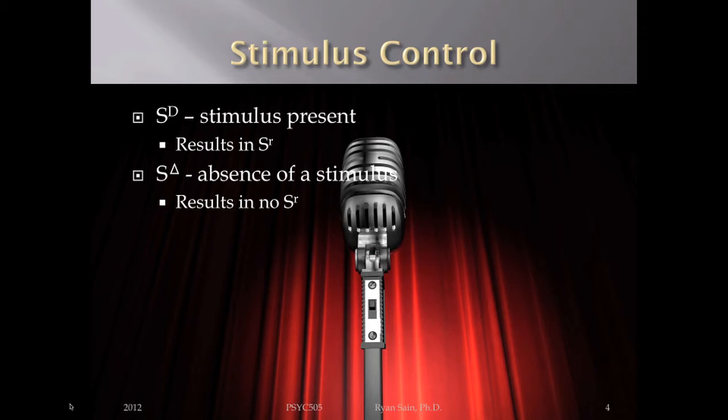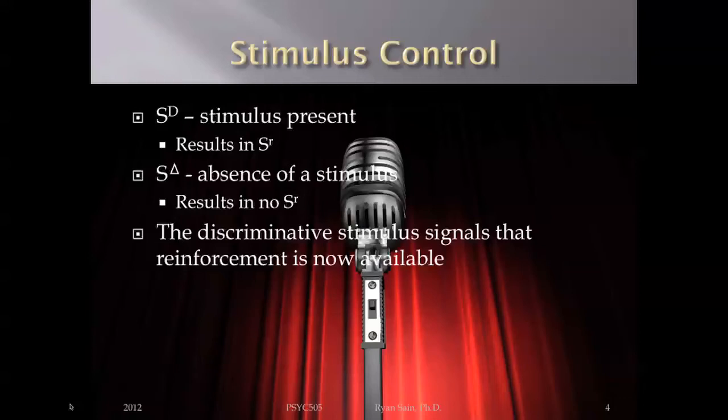But it's the other side of the discriminative stimulus, right? The SD tells you that a behavior is going to get you reinforced. The S delta says a behavior is going to get you nothing right now, so don't bother engaging in it. Again, as I've already said, the discriminative stimulus simply signals that reinforcement is now available for a given response.